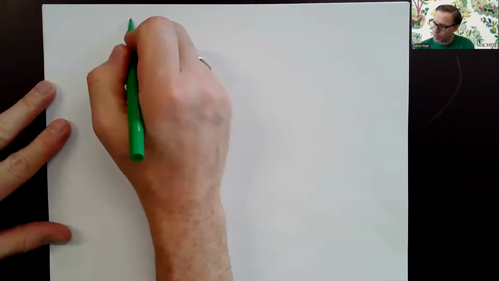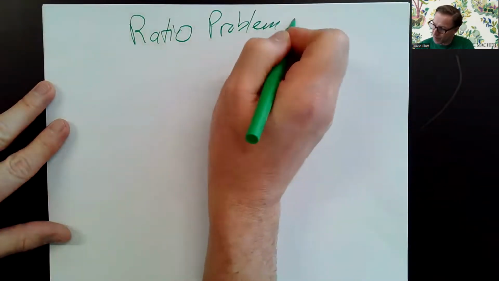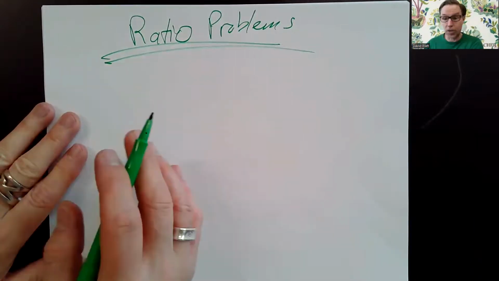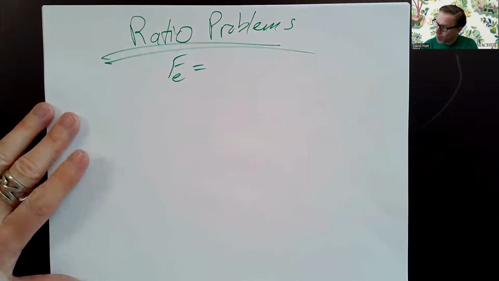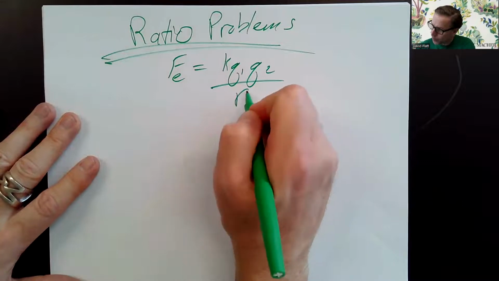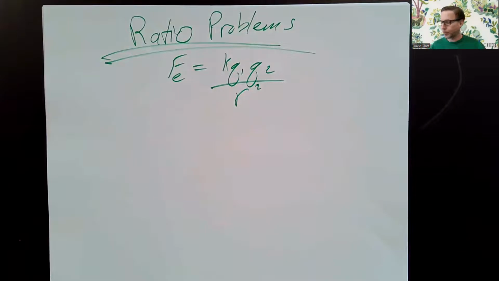All right, the final thing I'm going to talk about today is what we call ratio problems. And these are just problems that tend to show up on tests. And they seem really hard unless you realize, oh, there's an easier way to do that. For example, let's say we're talking about charges, and we've learned recently that the electric force exerted by a charged thing is k Q1 Q2 over r squared. That's called Coulomb's law. I know you know that.